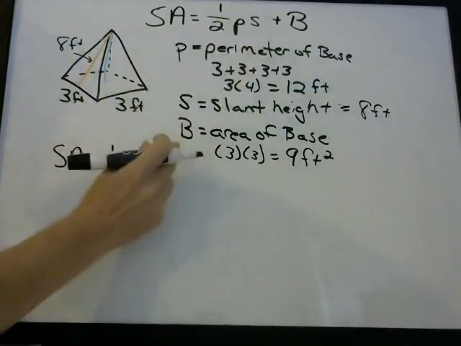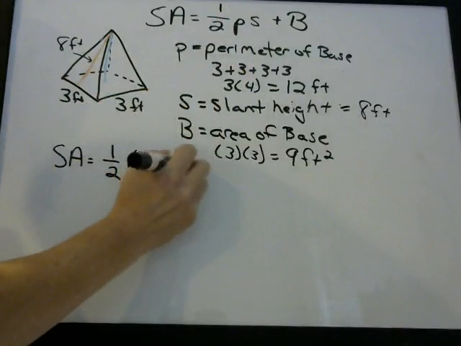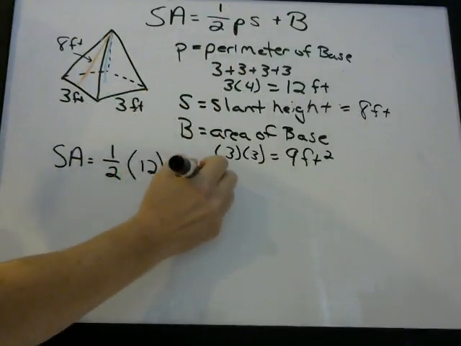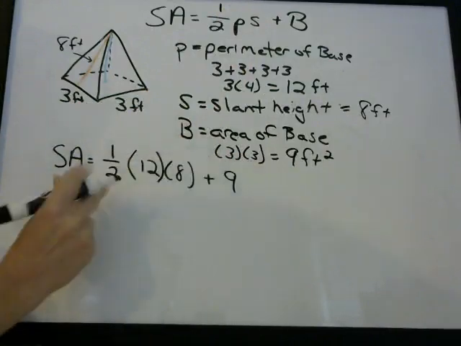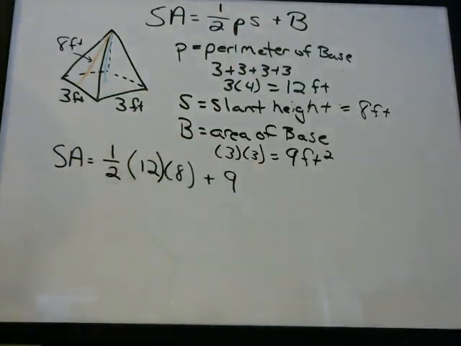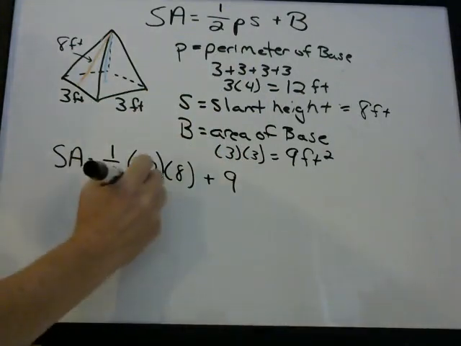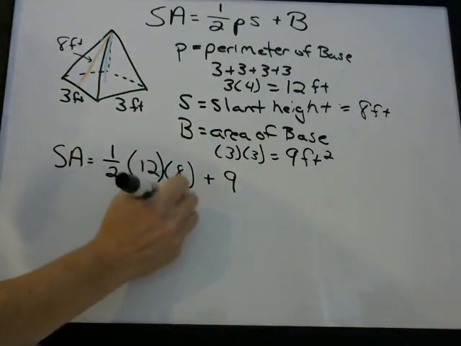Times S, which is a slant height. That's 8 feet. Plus B, the area of the base, which is 9 feet squared. 1/2 times 12 times 8. If you do that multiplication, you're going to get 48. You can do that with your calculator.